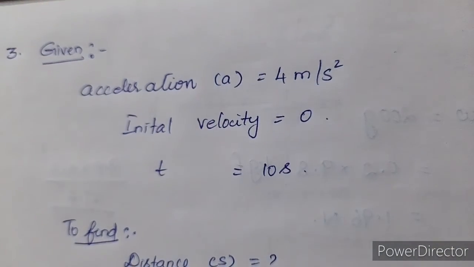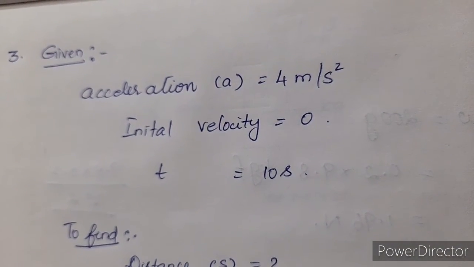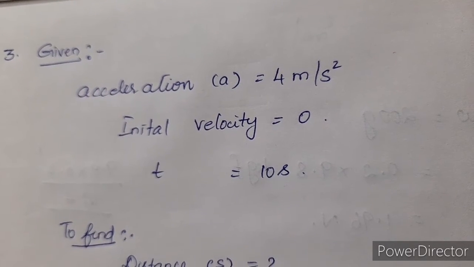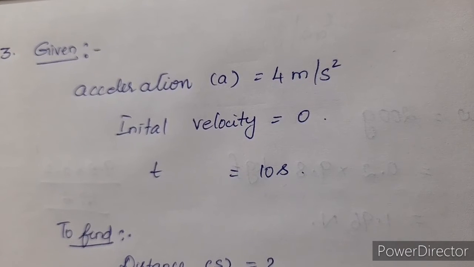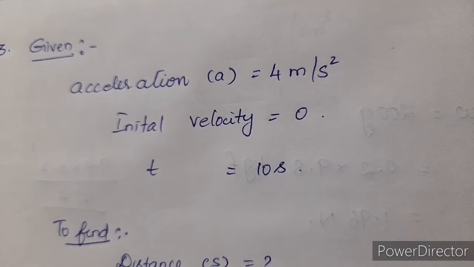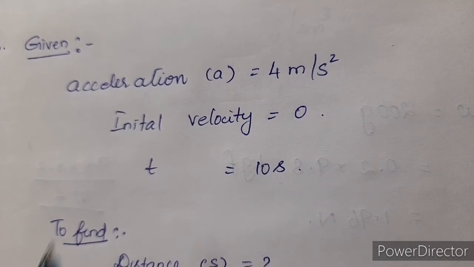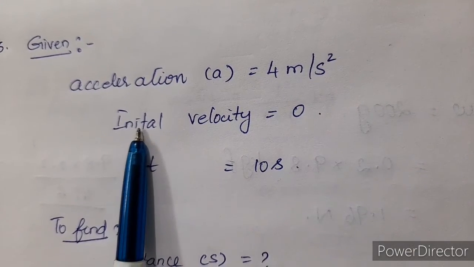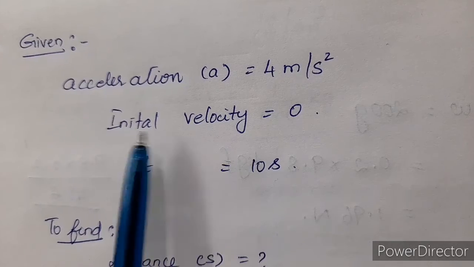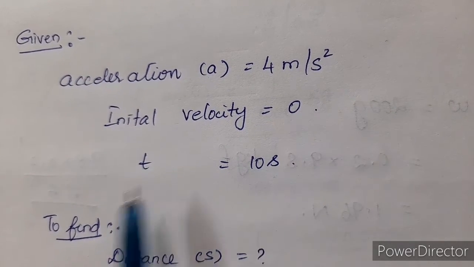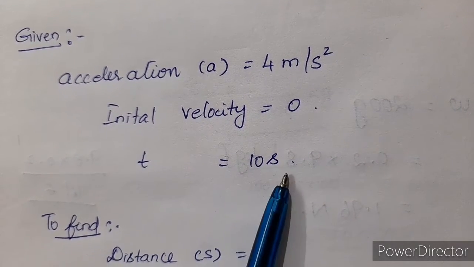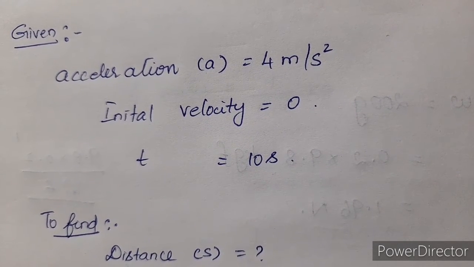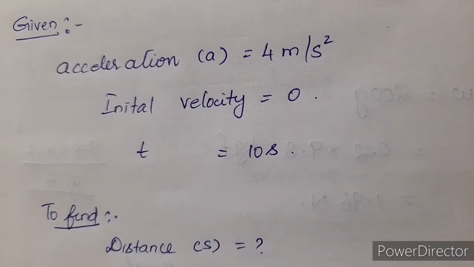The question is, a racing car has a uniform acceleration of 4 meter per second square. What distance does it cover in 10 seconds after the start? Now here the acceleration is given as 4 meter per second square. Now what is the initial velocity? He is starting the car, isn't it? So initial velocity will be 0. So time is given as 10 seconds. What we have to find out is the distance that it covers in 10 seconds after the start.